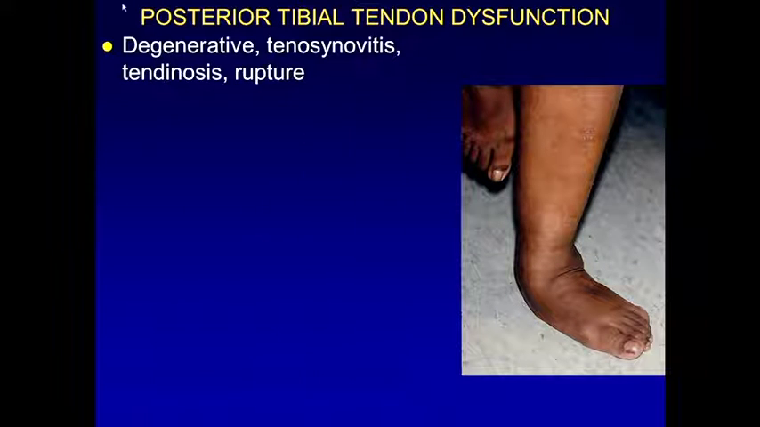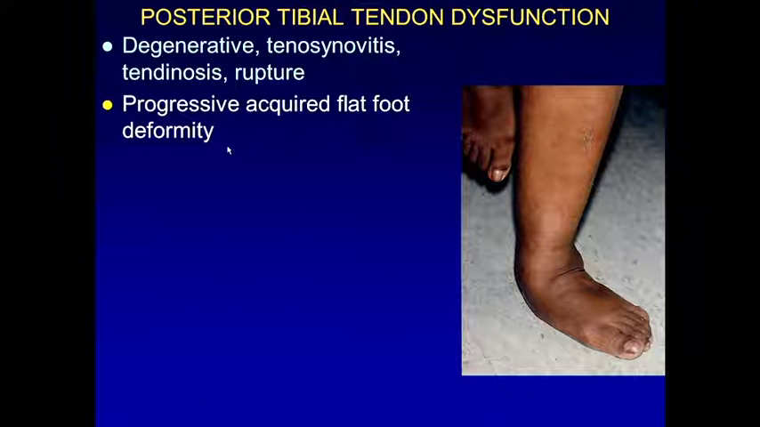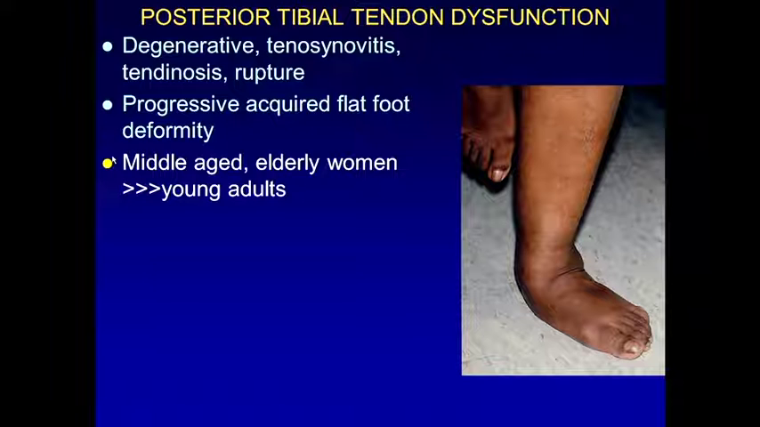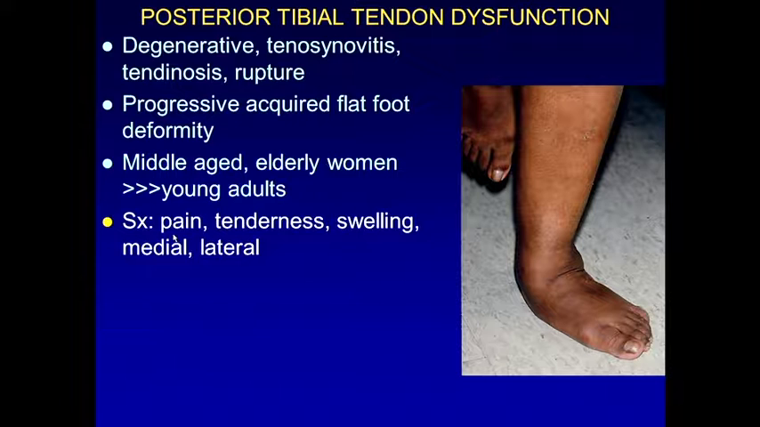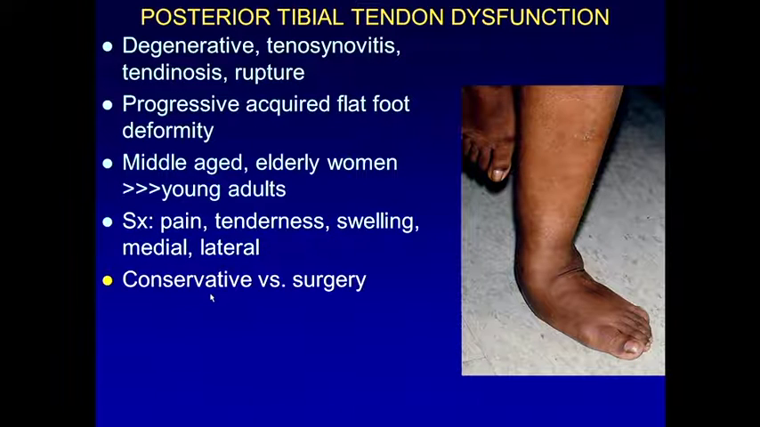Posterior tibial tendon dysfunction is usually a degenerative process. It also goes from tenosynovitis via tendinosis to rupture. Often these can coexist, by the way. So it predisposes or causes progressive acquired flat foot deformity, most commonly in middle-aged or elderly women, much less commonly in young adults. And the symptoms are usually pain and tenderness or swelling along the medial aspect, along the course of the posterior tibial tendon, but eventually they can have lateral pain, and I will go through why.